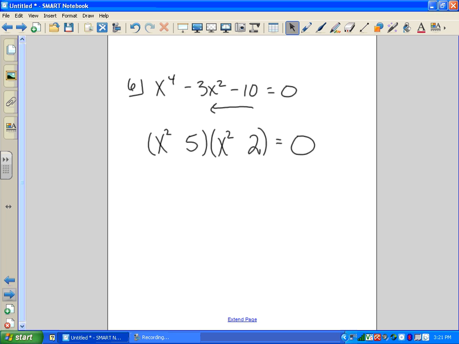Okay, sign rules. We've got that negative 10 there, so signs are going to be different. And that first minus sign is going to go on the bigger number, so minus 5 and plus 2. So I'm noticing neither one of these are differences of squares, so I can't factor them anymore. So I'm just going to set both of them equal to 0.